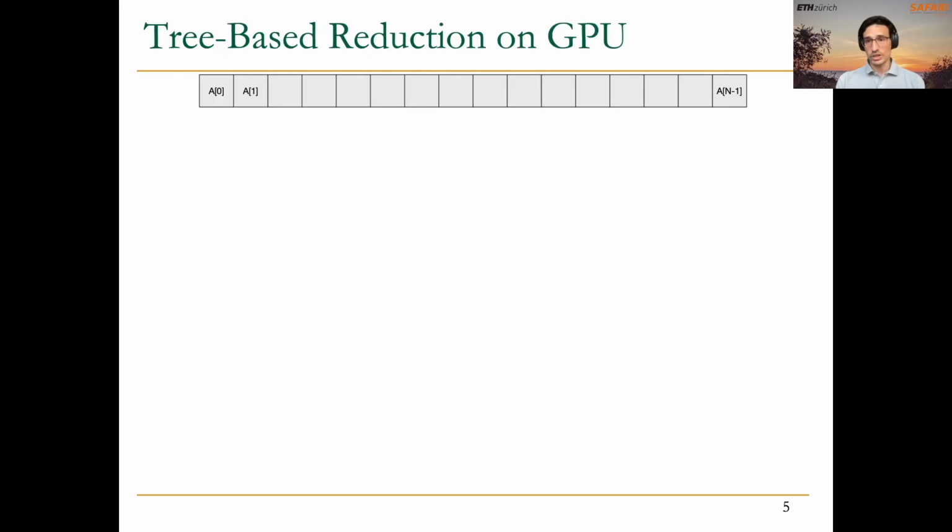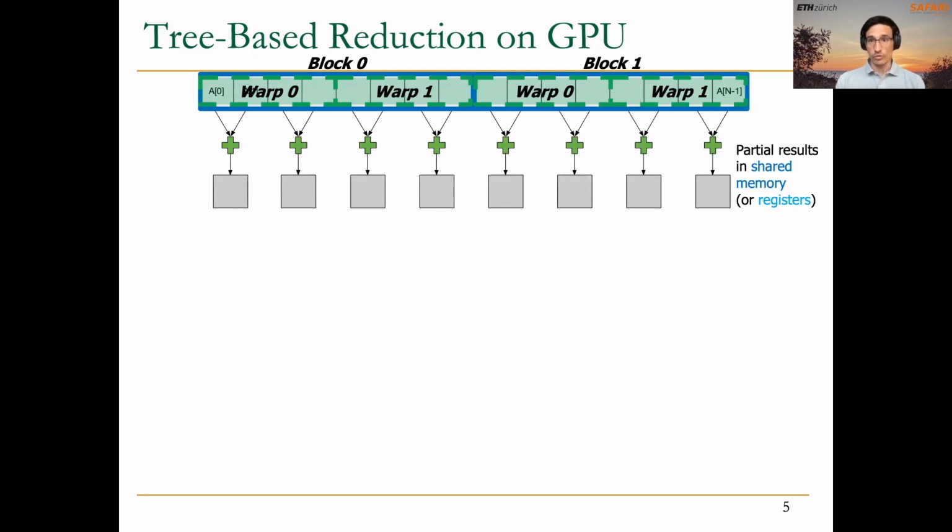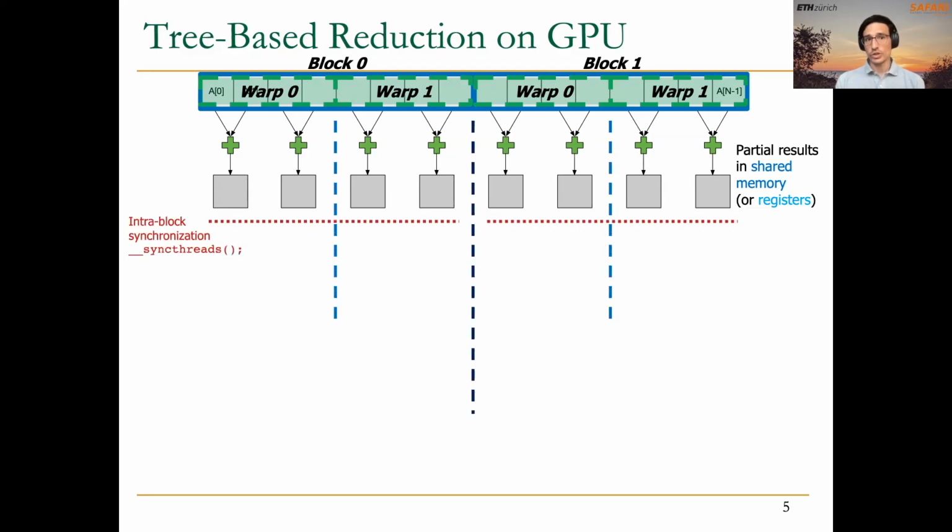In parallel machines, such as GPUs, we typically use tree-based reduction. In a tree-based reduction on GPU, we divide the input array into the available thread blocks, such as thread block 0 and thread block 1, and then internally we divide the chunk assigned to the thread block among the different threads or different warps, as you see. Then we iteratively perform partial reduction operations where we obtain partial results that we keep in some temporary storage, such as shared memory or registers. At some point, we will need to synchronize, because threads from one warp may need to access partial results generated by threads of other warps, and that's what we do with an intra-block synchronization, this sync threads function. We continue with the execution.